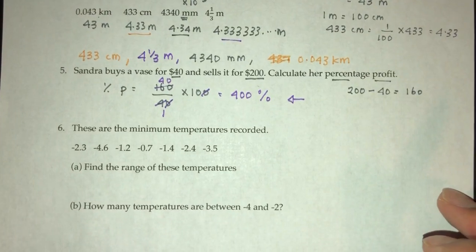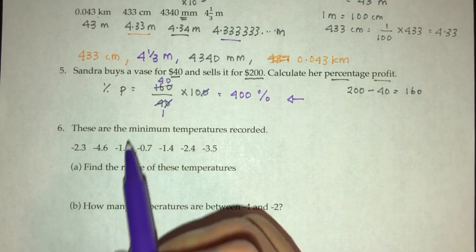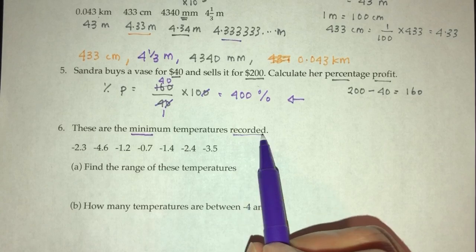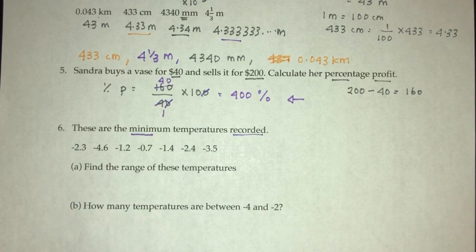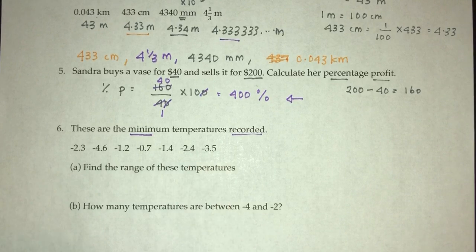Now for question number 6, these are the minimum temperatures recorded. We have a list of temperatures, and a few questions here. Whenever we have a list of temperatures, our first thing to do is to rewrite them in order from the smallest to the largest. So rewrite them in ascending order.